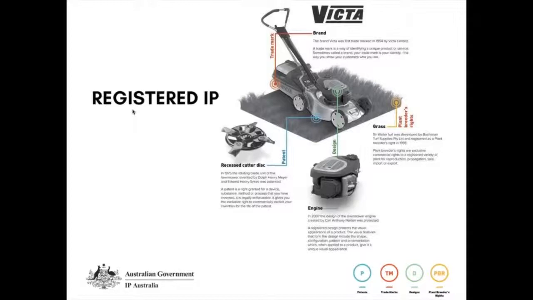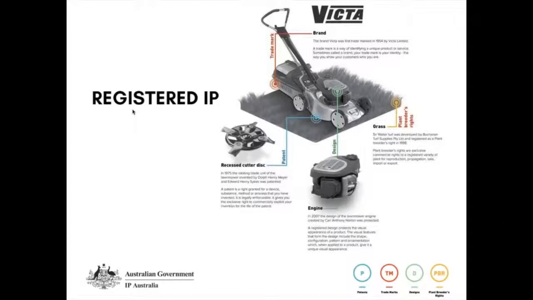But suffice to say, because they came up with this new invention, they were able to get protection over that particular aspect of the lawnmower. They also got protection over their brand via trademark. So the Victor lawnmower is protected as a trademark for that name, as well as the way that it's written there as a logo too.